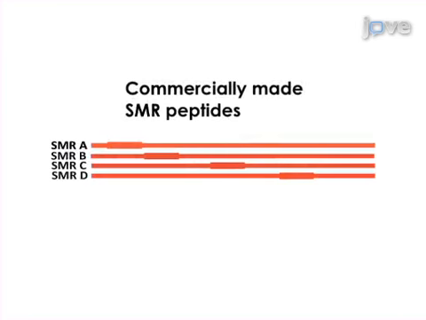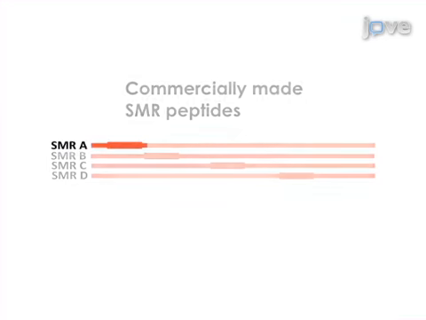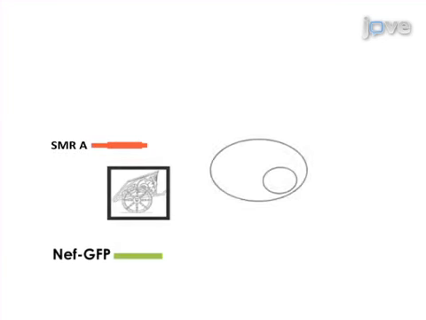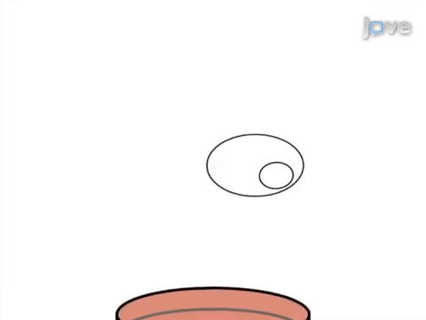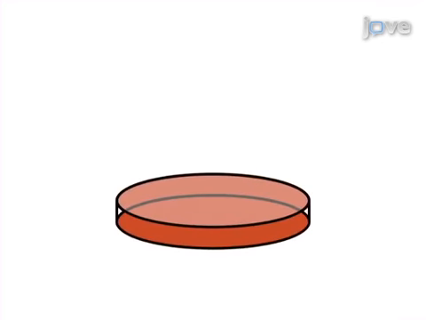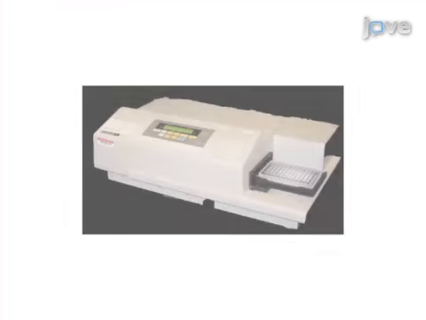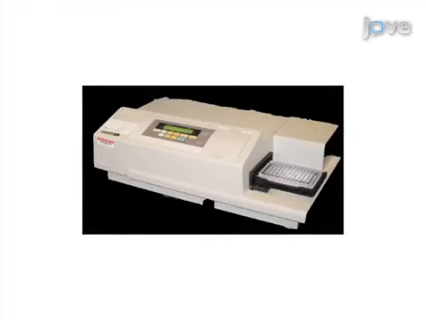A second set of peptides containing variations on a Nef secretion motif, the secretion modification region, or SMR, are transfected into cells along with Nef GFP. Loss of function due to competitive inhibition, indicated by decreased secretion of Nef GFP, is assessed by fluorimetry.